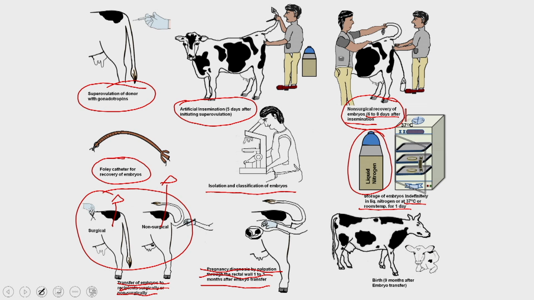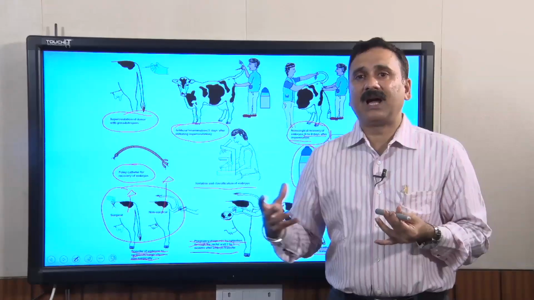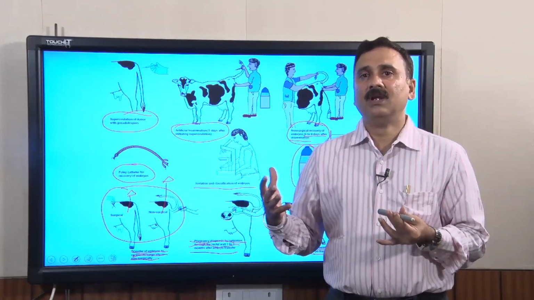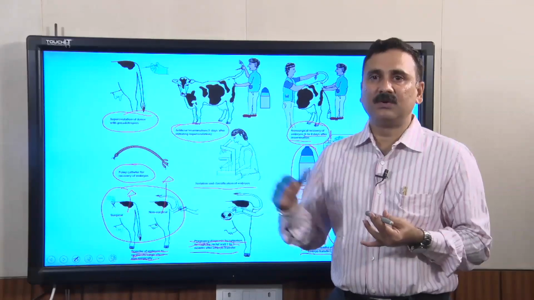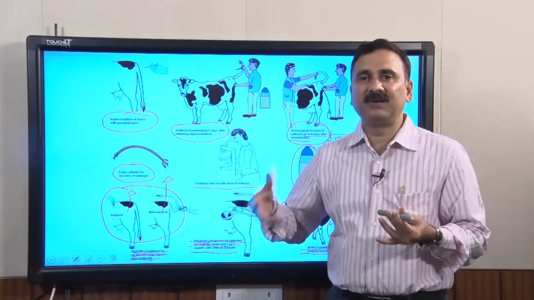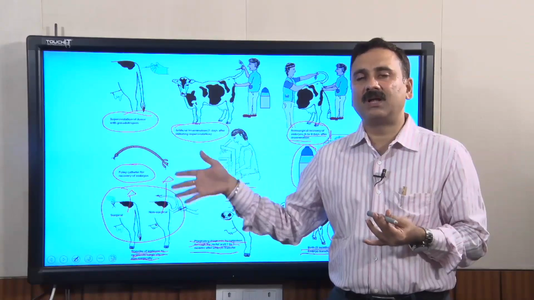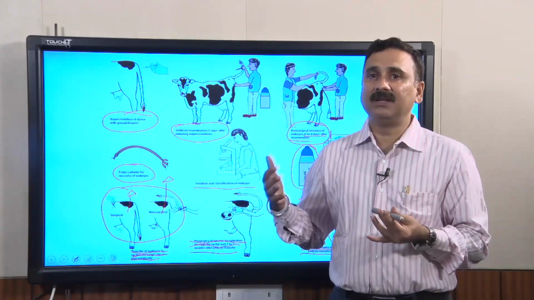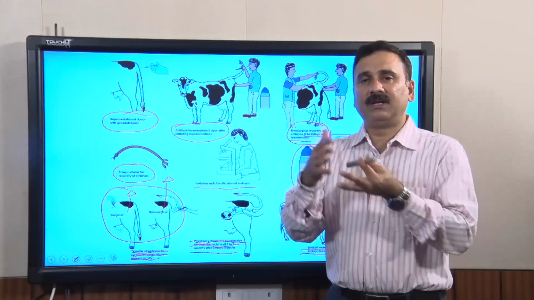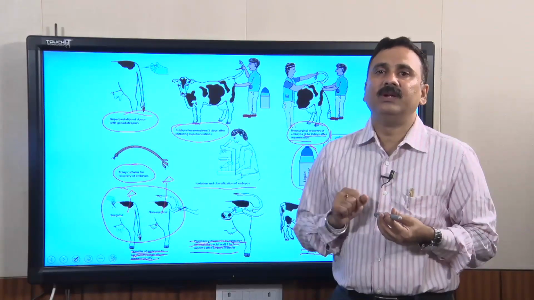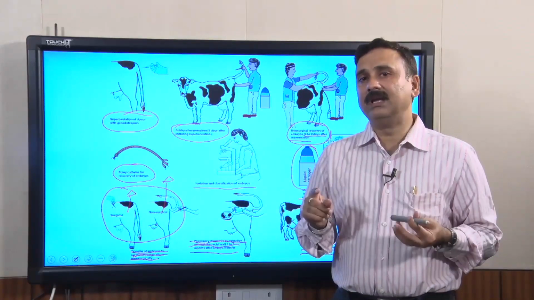Now, after a period of 9 months, the embryos are going to develop into the calf, and by following these embryo transfer technologies, you can have multiple high quality calves from the same hybrid animal. Because you can have multiple recipients, and these multiple recipients are going to give you multiple calves in a single year, whereas if you go with the natural process, the hybrid is going to give you only one calf in a single year.